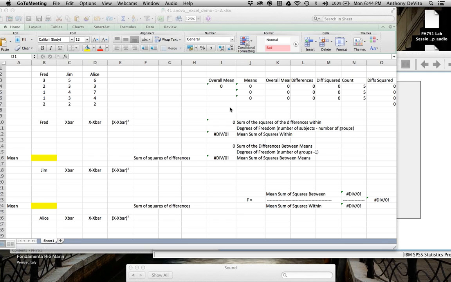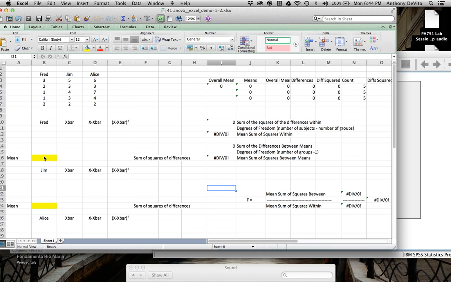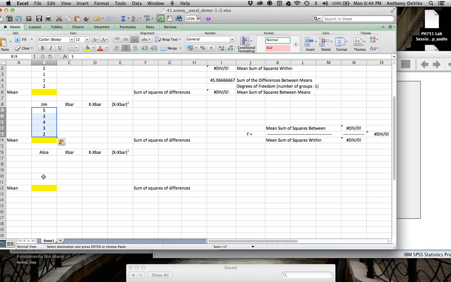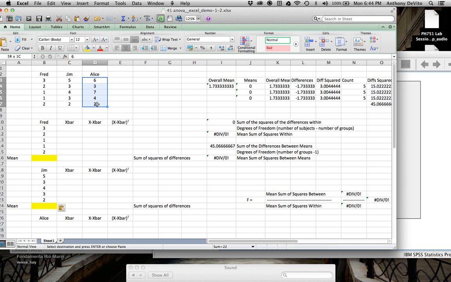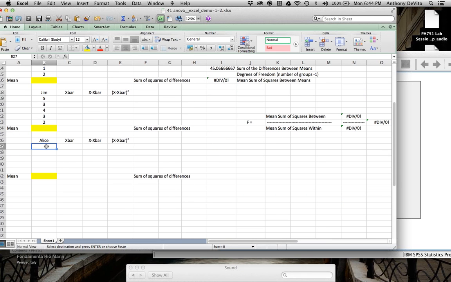First thing I'm going to do is calculate the mean for Fred, for instance. What's the mean for Fred going to be equal to? Let's see what I got. Actually, you know what I'm going to do first? I'm going to take all these values for Fred, copy them and paste them down here. I'm going to take all these values for Jim, copy and paste them down here. I'm going to take all these values for Alice, copy them, and paste them down here.